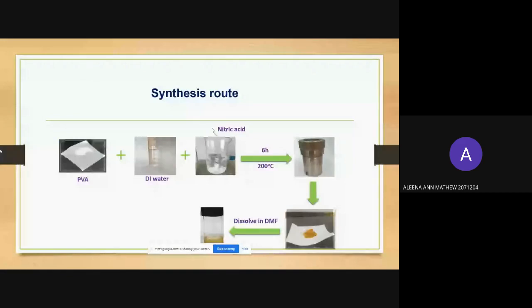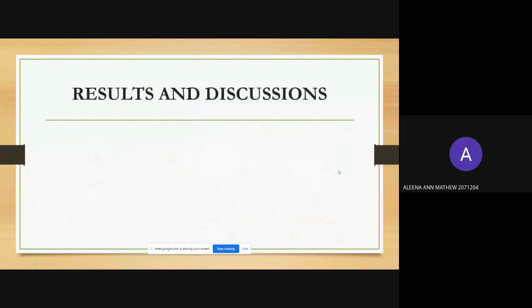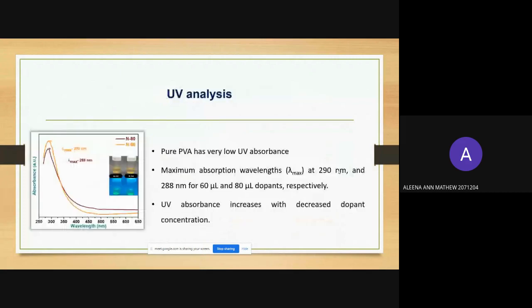So I prepared 10 mg per ml concentration of PVA dissolved in DI water and stirred it and added nitric acid for nitrogen doping and did the hydrothermal treatment. Brown colored powder obtained and it dissolved in DMF. So result and discussions. First, I did UV analysis.